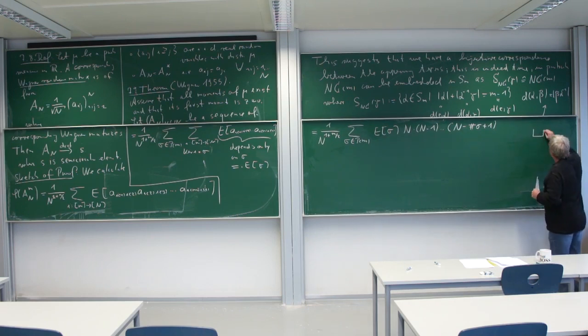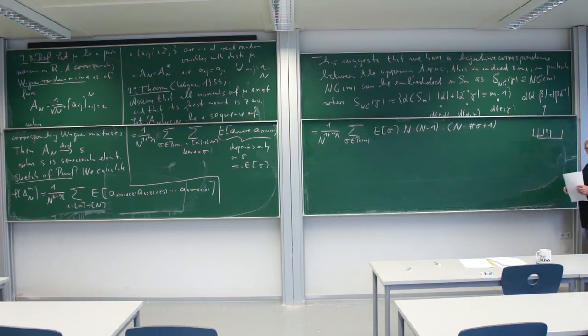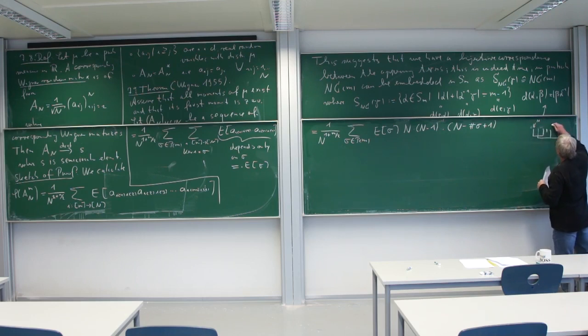Because if I have a partition like this, and I want to know how many index tuples, six tuples, do I have which take on those values, then this tells me exactly that here and here I must have the same value, so I can put a number here. For this I have n possibilities. Then on this block I can put a second number, but it must be different from this one, so I have n minus 1 possibilities. This tells me this and this and this must be the same, so I choose one number. And then for this last one, I can put anything which is different from what I already had before, so I have n minus 2 possibilities.